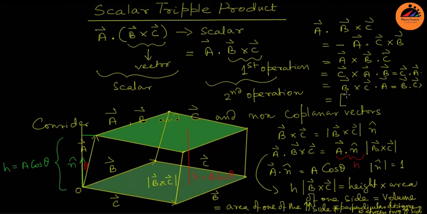So this is also written as [A B C]. This is also called the box. This is box ABC, read as box ABC. This is also called the box product.